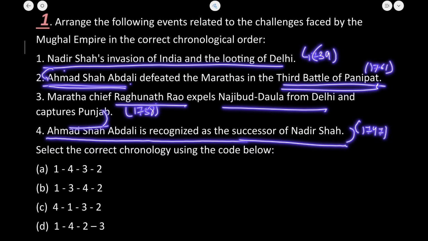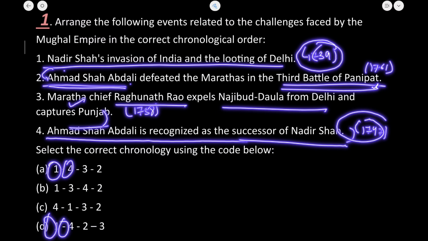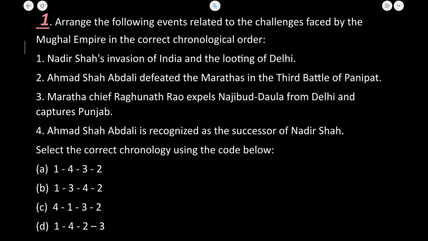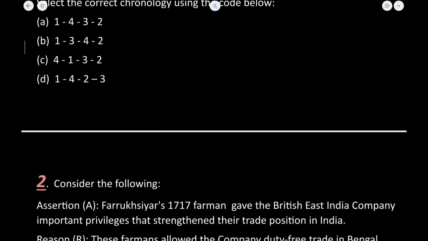Okay, so I have explained the story and the chronology. I hope you will be able to relate the things now. What should be the correct order? The correct order should be first, then fourth, then third, and then second. So A is the correct answer to this question. I hope you have understood all the underlying concepts in this question. Correct answer here will be A. Okay, let us now move to the next question.